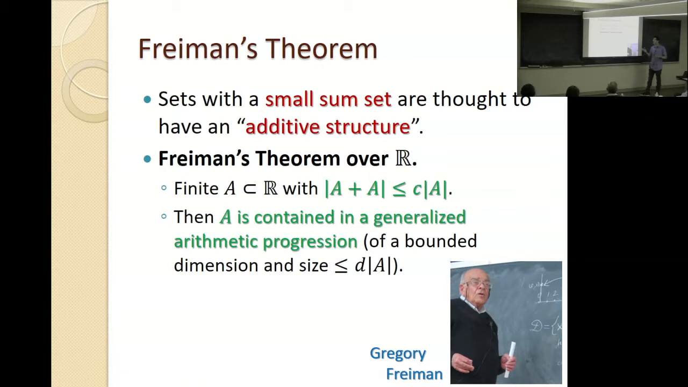So, for example, for R, we have this variant of Freiman's theorem. It tells us if a set has a small sumset, then it is contained in a generalized arithmetic progression. I'm, of course, ignoring a lot of details here. But the point is, we know that if there's a small sumset, there's some sort of additive structure.